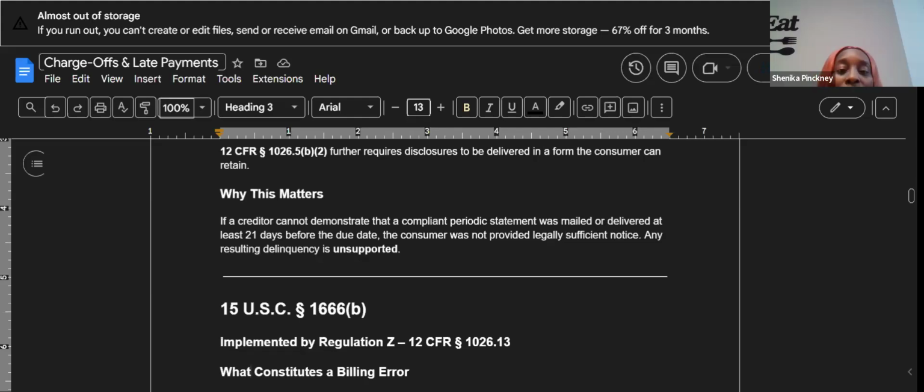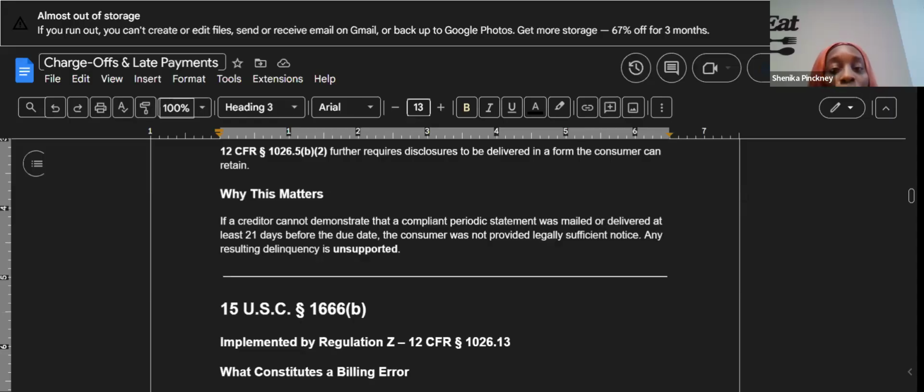So basically, that simply means that 1666B requires you to have that periodic statement billed to you under 1637B. And if they did not send it to you within 21 days prior to the due date for you to make that payment, then legally they cannot furnish or say that you did not make that payment by the due date, because they did not send you those prerequisites before they reported that information.